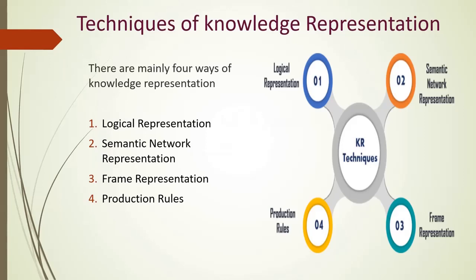The first one is logical representation. The second one is semantic network representation. The third one is frame representation. And the fourth one is production representation.